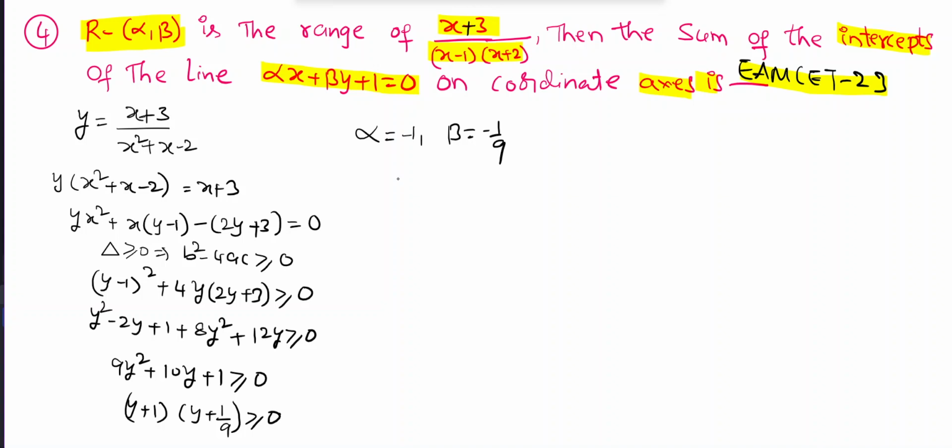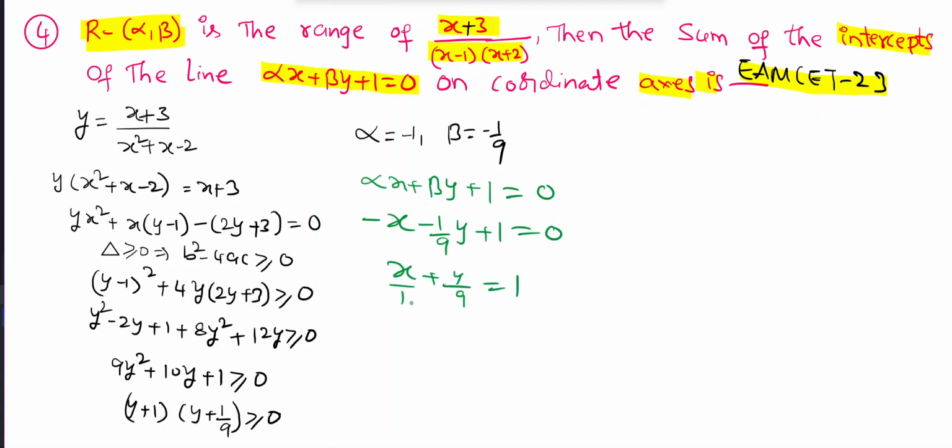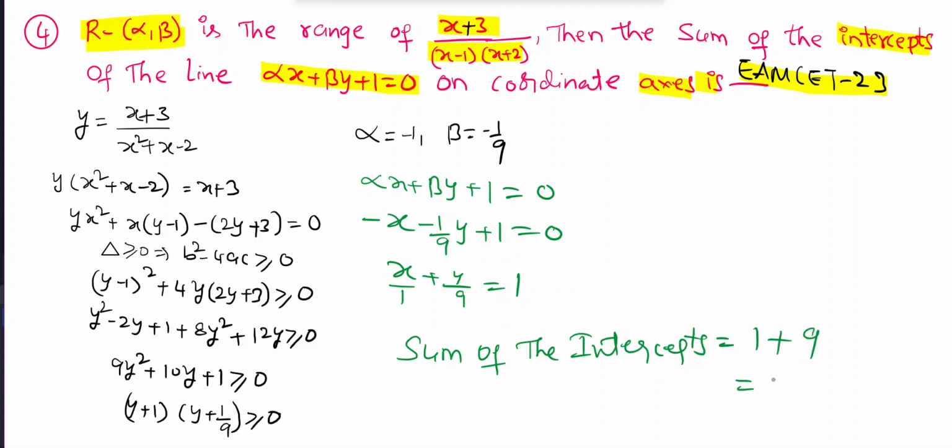So now substituting in this equation, alpha x plus beta y plus 1 is equal to 0. Here alpha is minus 1, beta is minus 1 by 9, so minus x minus y by 9 plus 1 is equal to 0. This is x plus y by 9 is equal to 1. Here the intercepts are 1 comma 9. Now we find the sum of the intercepts. Therefore the sum of the intercepts is: x intercept is 1 and y intercept is 9, that is 1 plus 9 is equal to 10. That is the required answer.